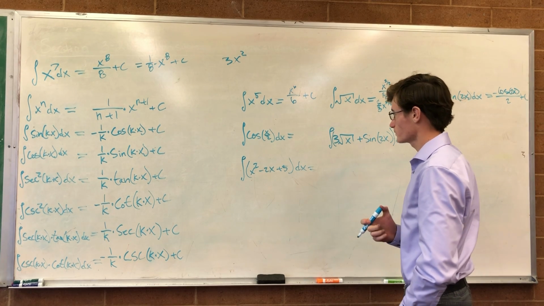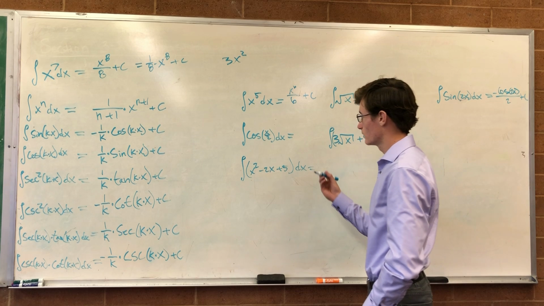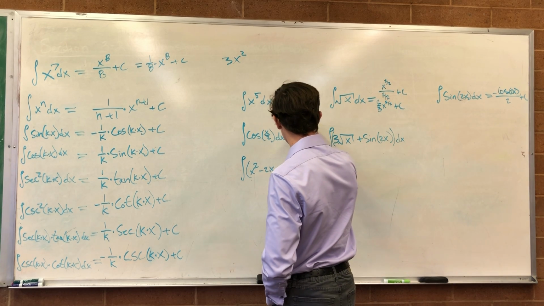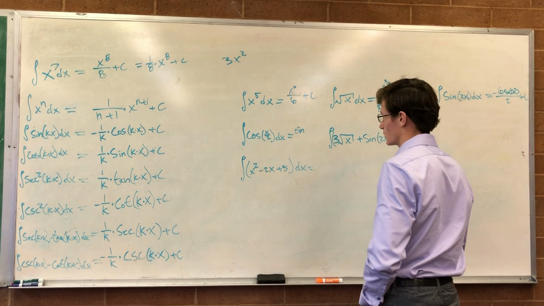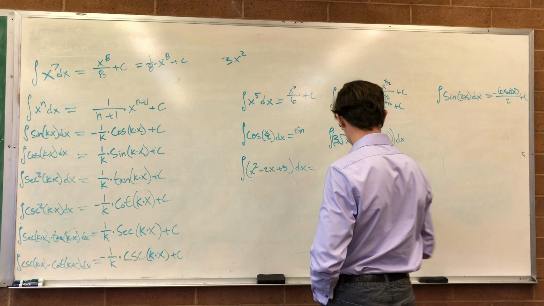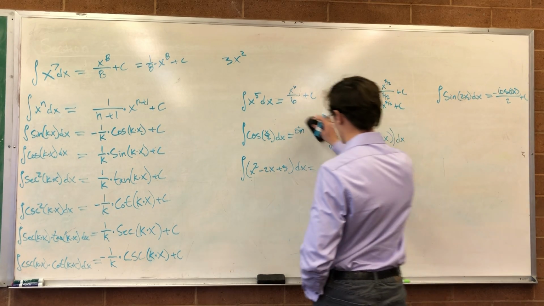Next one. Cosine of x over 2. Just sine of x over 2. But then what do we divide by? You multiply by 2. Same as dividing by 1/2. Yep. Okay.